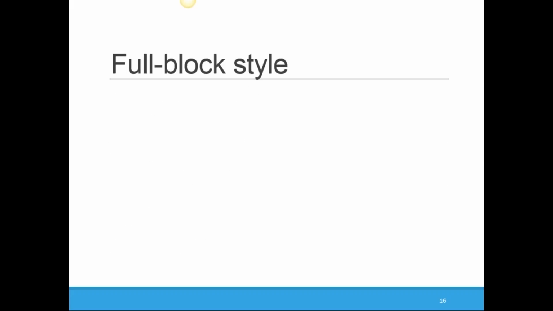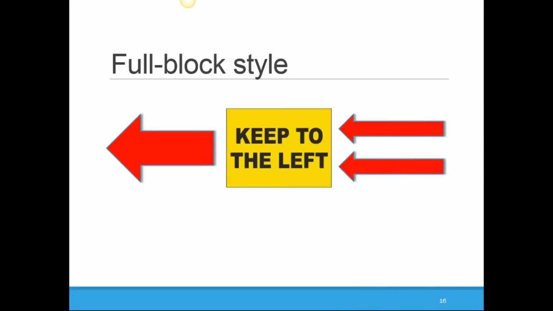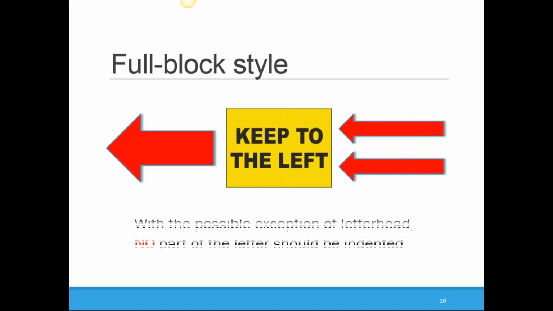Full block style is nothing more than a formatting option for a business letter, and it's actually one of the easier options to use because of its consistency. First, in full block style, every line will begin to the left. There should be no indentations, with the possible exception of the letterhead, which will be centered. Otherwise, everything stays to the left. You're not pushing the tab key, you're not pushing the space bar. Just start writing your letter.